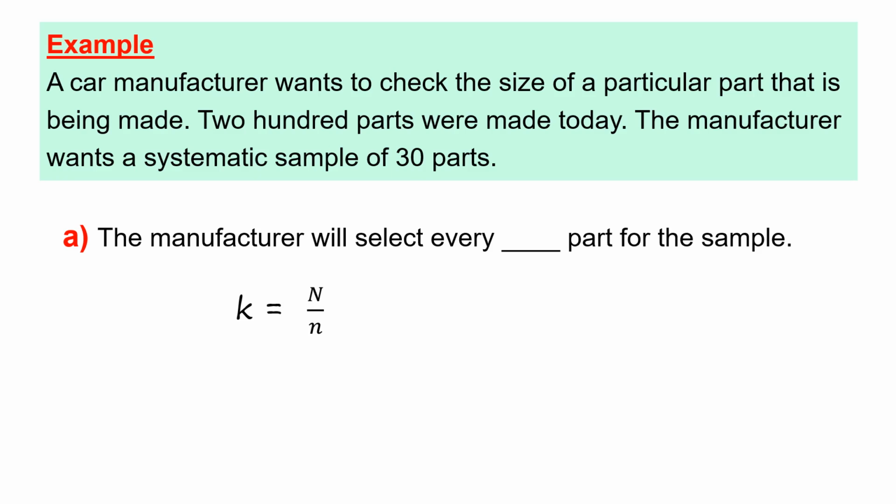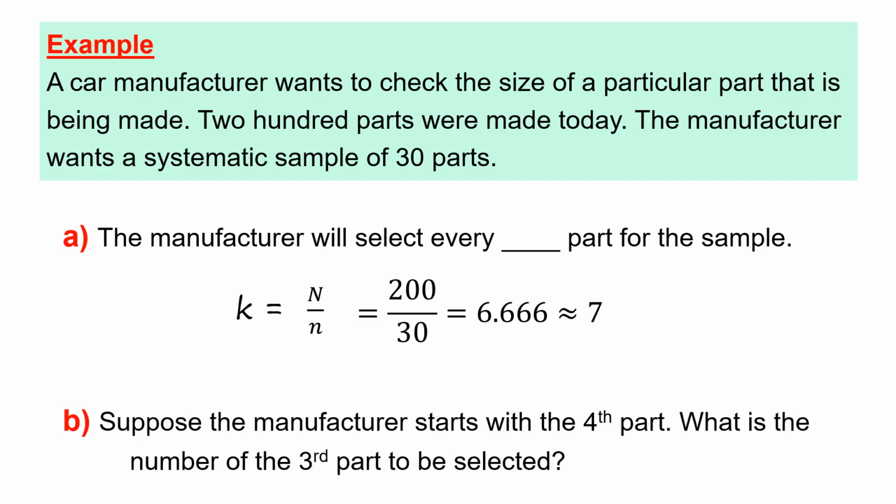So k equals capital N over small n. The value of N is 200 and the value of n is 30. Therefore you get your value of k as 6.666, which is approximately 7. So that's the first part: you get the value of k. And suppose the manufacturer starts with the 4th item. Now, what is the number of the 3rd part to be selected?